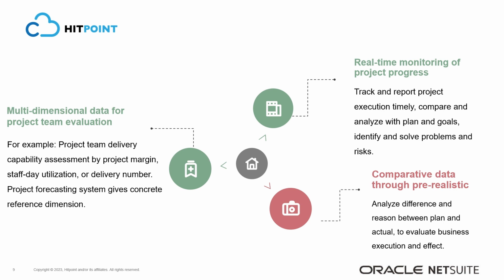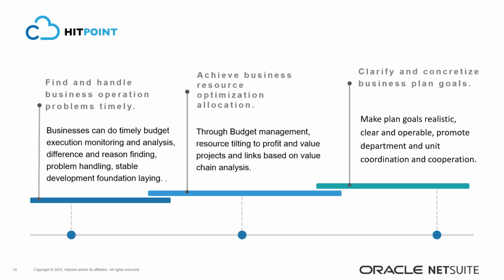of the business. Third, provide multidimensional data reference to assess the project team performance, for example, to assess the project team delivery capability, whether to look at the project gross profit, the effective utilization rate of man days, or the number of completed deliveries. The Project Budget Management System can give a concrete reference dimension.